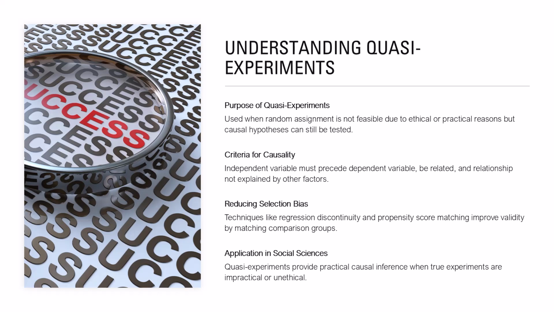The independent variable precedes the dependent variable in time. The variables are related, and the relationship is not explained by other causal agents. Researchers identify comparison groups that closely resemble the treatment group in baseline characteristics. Techniques like regression discontinuity design and propensity score matching help reduce selection bias and enhance the validity of findings. Quasi-experiments bridge the gap between experimental and non-experimental research, offering a practical approach to studying causal relationships in real-world settings. They are particularly prevalent in social sciences, where true experiments may be impractical or unethical.